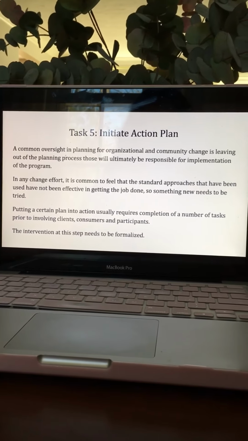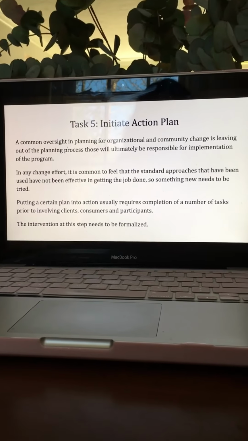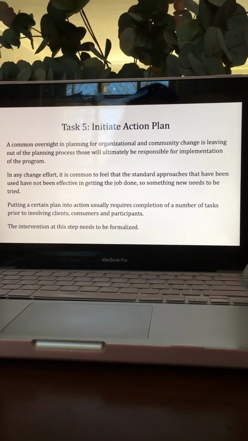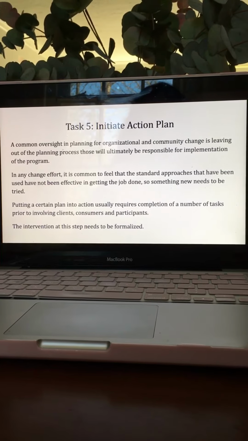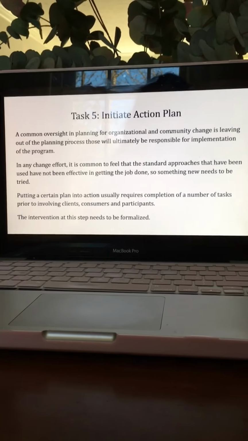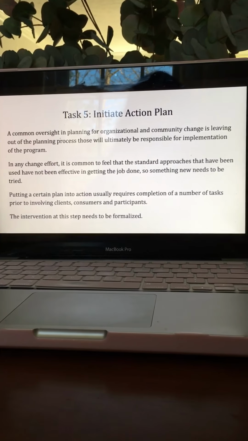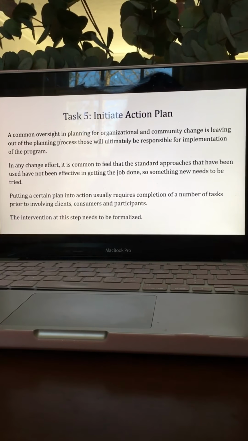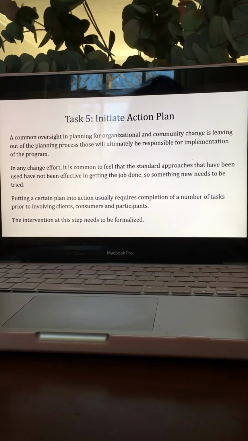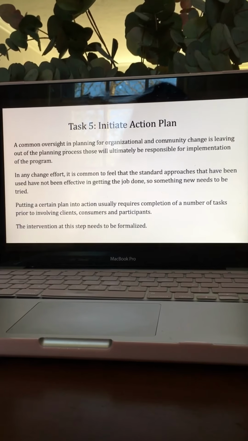And then finally, task 5 is initiate action plan. A common oversight in planning for organizational community change is leaving out of the planning process those who ultimately are responsible for implementation of the program. In any change effort, it is common to feel that the standard approaches that have been used have not been effective in getting the job done. So something new needs to be tried. If nothing is getting done and the plan isn't working or the intervention isn't working, then there needs to be a new plan in place.